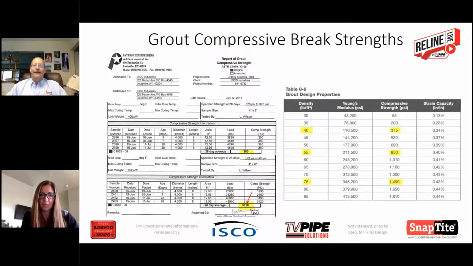Well, I'm like Harvey Svetlik, a good friend and mentor of mine: in God we trust, everybody else we double check. So I went out and had Patriot Engineering double check our 28-day break strengths. And for a 40-pound grout, we're advertising 375, and they came in at about 380. For a 75-pound grout, we're advertising 1,500, and we came in almost double that with our third-party evaluation. Patriot was really amazed that we were able to achieve that compressive break strength with a cellular grout.